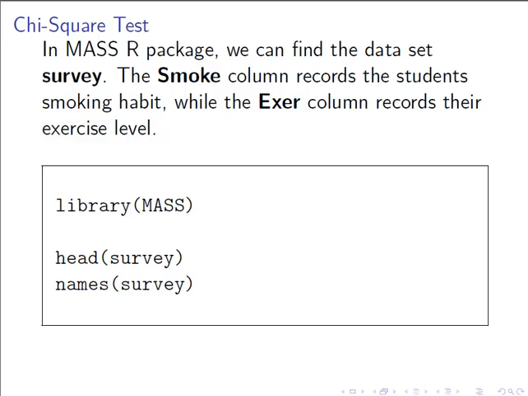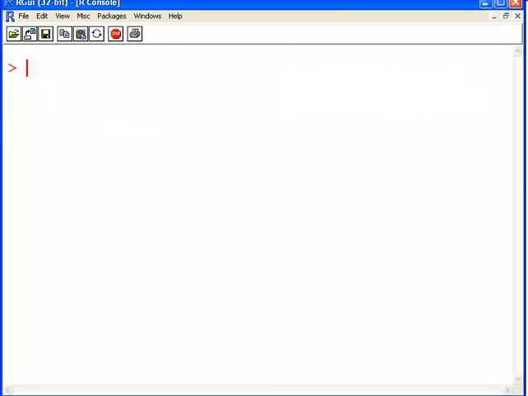In this presentation, we're going to look at the chi-square test for independence of categorical variables. So, let's first look at the data set we're going to use. It's called survey, and it's in the MASS R package, which we can find in R. We don't have to install this package; we can call it directly.